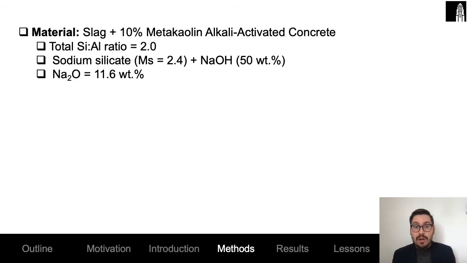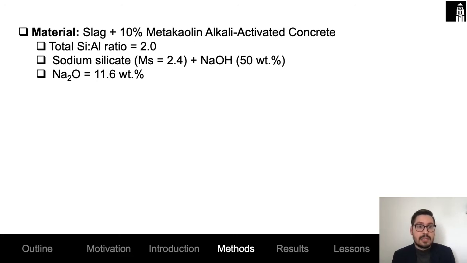So to start off, I'd like to describe the material that we used. This material is a slag with 10% metakaolin that we have activated to create the alkali-activated concrete. We have achieved a silicon to aluminum ratio of 2. One thing to note about this ratio is that it denotes the bulk silicon to aluminum ratio and not that of the cementitious binder that composes it.